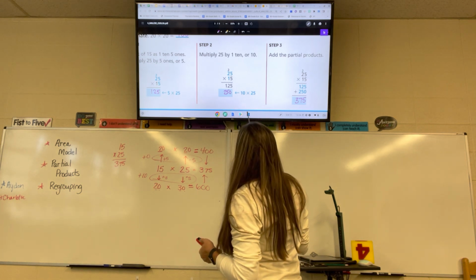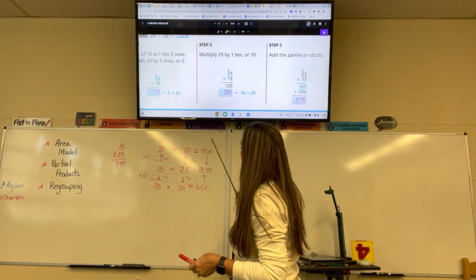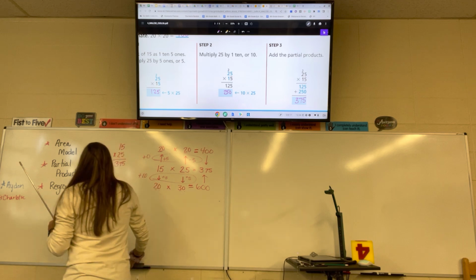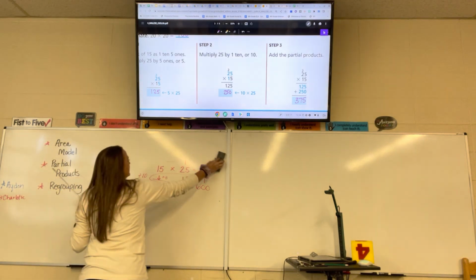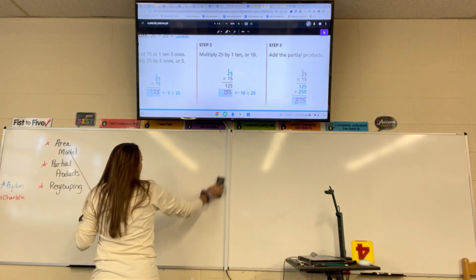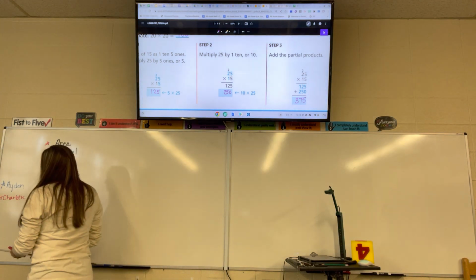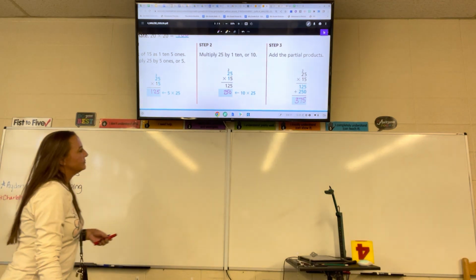Is 375 close to our estimate of 400? Yes. So now we've done all 3 ways. We've done an area model, we've done the partial products, and we just finished regrouping. You need 25 more.